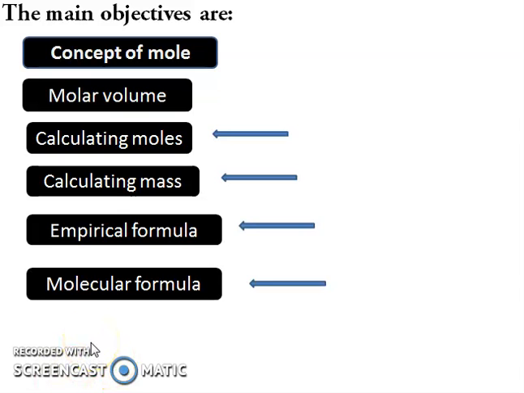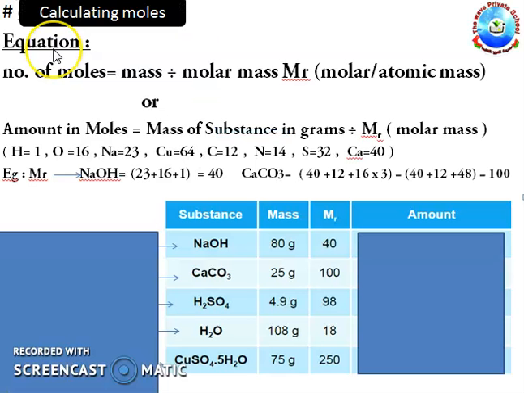Before I start, I want you all to open your notebooks and keep calculators with you. Now we are going to see calculating moles. How to calculate the number of moles. So what is the equation to calculate moles? That is number of moles equals mass, in grams, divided by molar mass. It is represented as Mr. Mr means it can be molar mass or atomic mass. Atomic mass is also called molar mass.